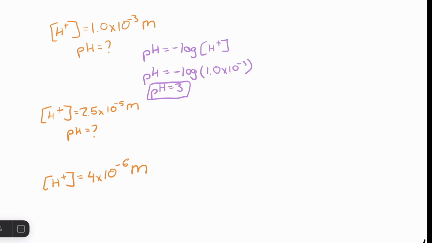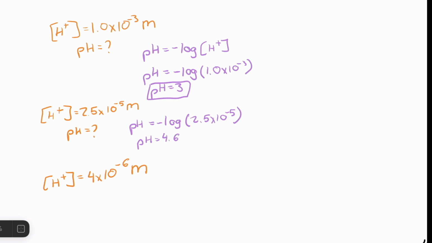We have 2.5 times 10 to the negative 5th molar for our H plus concentration. What's the pH? We're going to do the exact same strategy. Our pH is equal to the negative log of 2.5 times 10 to the negative 5th. And that will give us a pH value of 4.6.